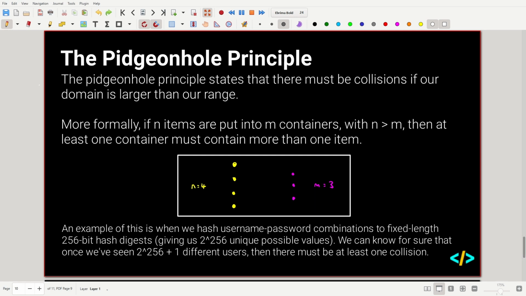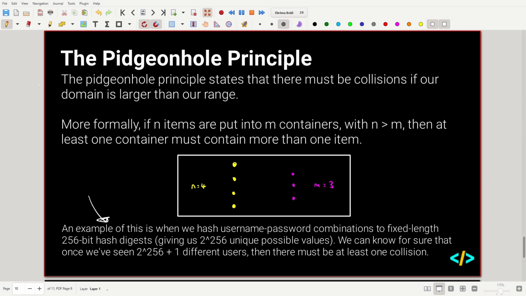So this is why hash functions will always have a collision, because our inputs are variable length, and our outputs are fixed length. So there's a finite number of possible outputs, and there's a potentially infinite number of inputs. So we've got an example here.